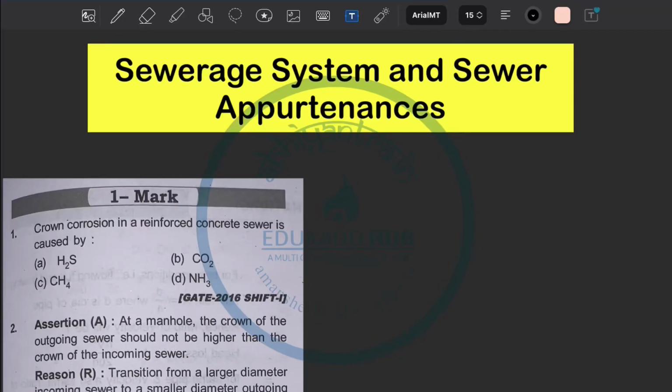So, we are starting a new chapter which is sewerage system and sewage appurtenances. We are almost turning towards the end of environment engineering. So, let's finish this chapter also. It will be covered in one lecture only.